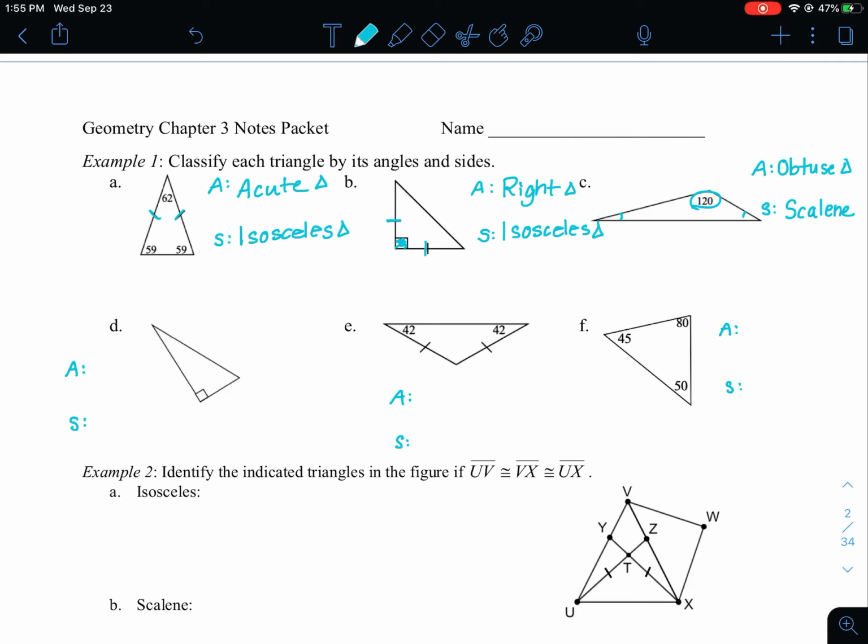All right, D, again, I see that right angle, so it's a right triangle. And again, I don't see any congruent marks, so therefore it is scalene.